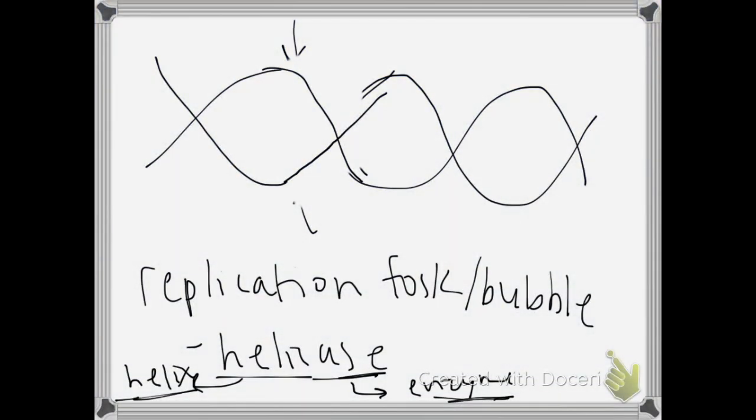Here. So this is where we're starting. We have this double-stranded helix, this DNA, okay? And the first thing we're going to do is open up at a site called the replication fork or the replication bubble. So I'm just going to draw that.